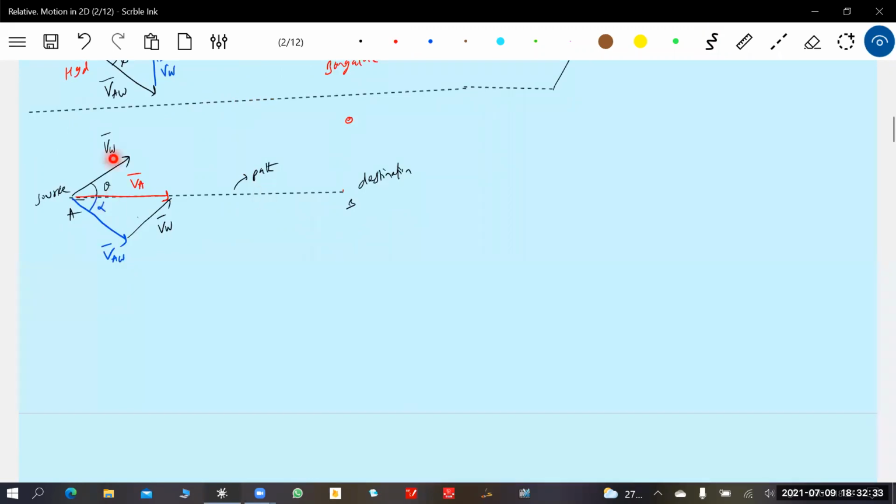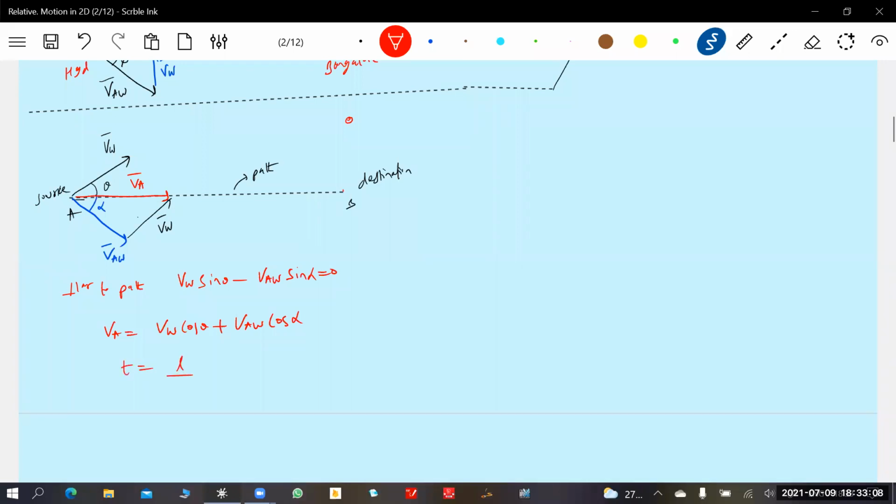So the components of velocity of wind and that of velocity of aircraft with respect to wind, perpendicular to the path, should nullify. So perpendicular to the path, we can write VW sin theta minus VAW sin alpha equal to 0. That's one equation. Then VA should be equal to VW cos theta plus VAW cos alpha. So what is the time taken? It will be L by VA. What is L? AB is L.